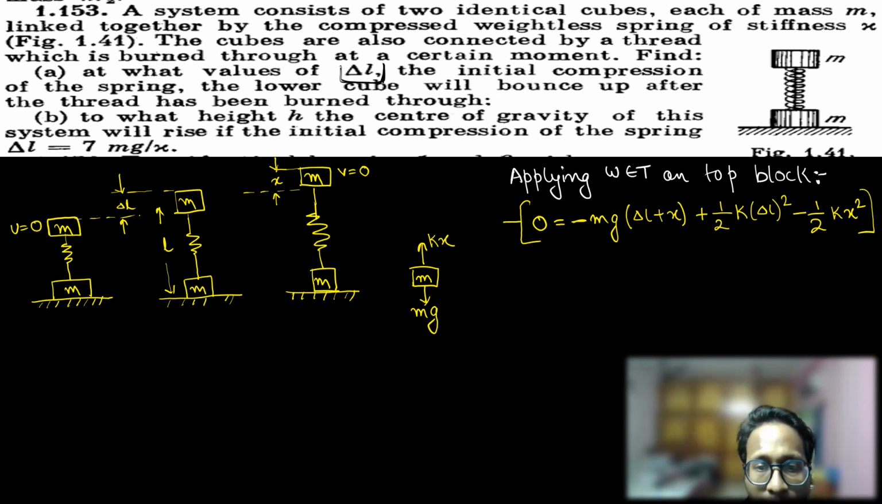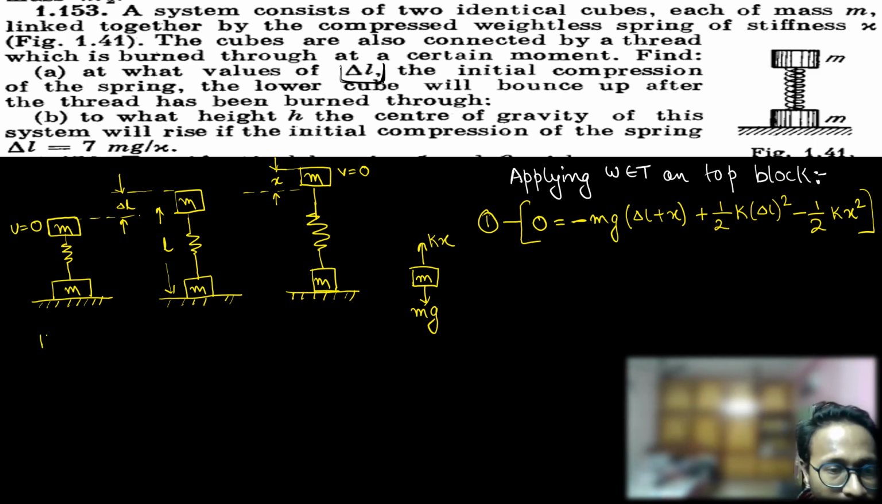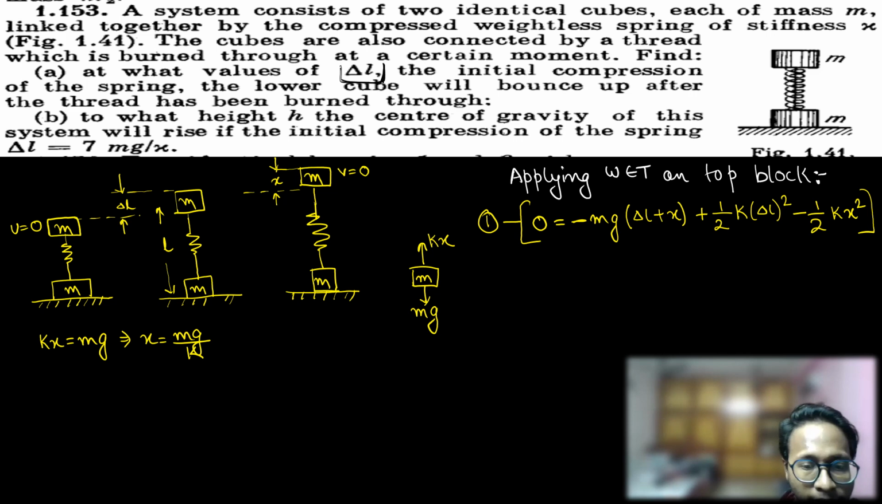Now from this equation, I need to find out the value of x, and the value of x can be found out by this equation, where kx is equal to mg. That is the condition of the question, no? The minimum value of x such that the bottommost block gets lifted from the ground, or x is equal to mg by k. Now simply apply this x in this equation out here.